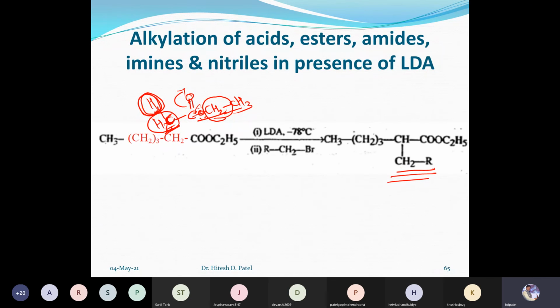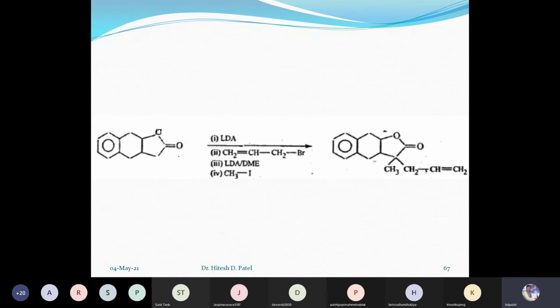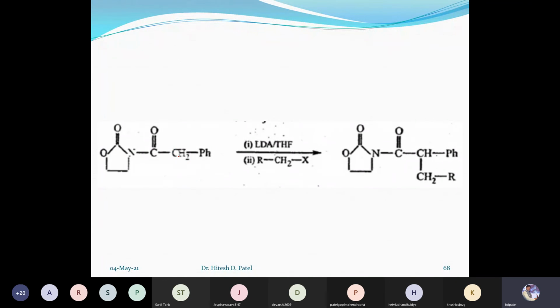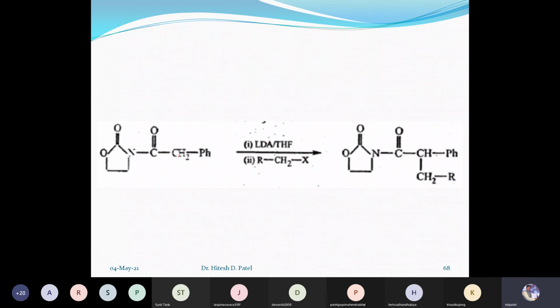If you have any question or query regarding this LDA, I will explain. Here, just for your reference, I have taken some examples. The most common thing is that the reaction will take place on this position and a further reaction will follow. For your reference, different types of structures are there, but the basic concept, mechanism, reaction conditions and characteristics of LDA remain the same. Now if you have any question or doubt, you can raise your hand or ask me, and I will answer your queries.